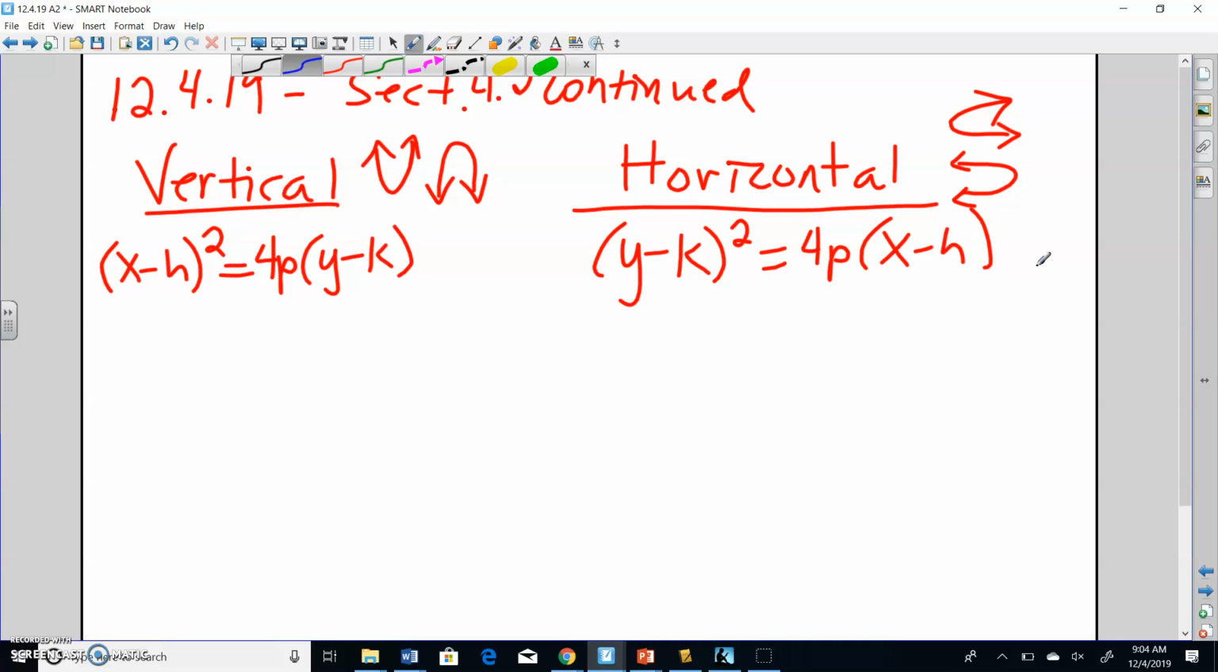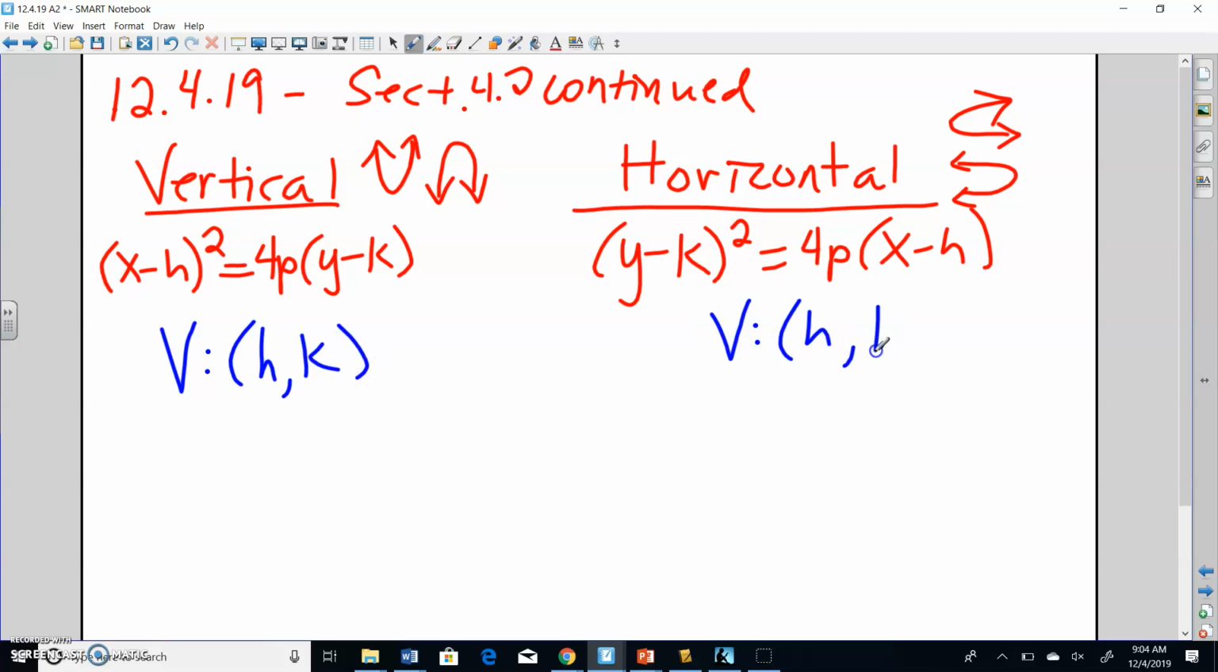For each one of these, no matter which form it is, the vertex is going to be the point (h, k). With a vertical parabola, the vertex is the lowest or the highest point. With a horizontal one, it's either the farthest left point or the farthest right point. If we're graphing a parabola, we have to have the vertex graphed, otherwise it's not a complete graph. So once we have it in this equation, we can identify the vertex and then do some graphing.